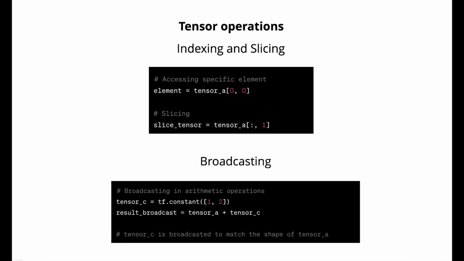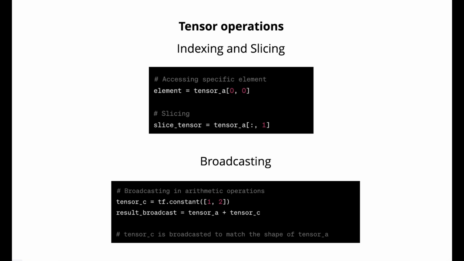Indexing and slicing. You can access specific elements or slices of tensors using indexing and slicing operations. Here is an example. Accessing a specific element, you can just say tensor A 0, 0. You get that element at that particular location. For slicing, you can say tensor A and then give the index you want to slice over there.